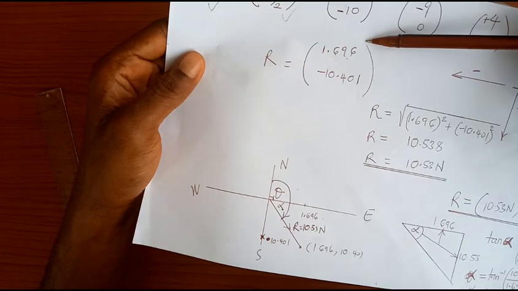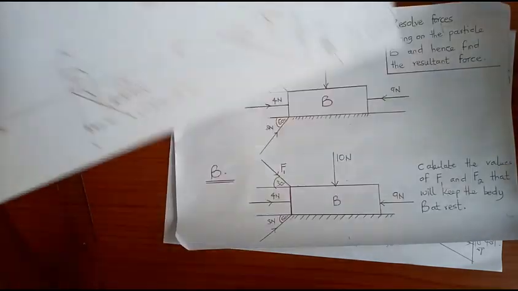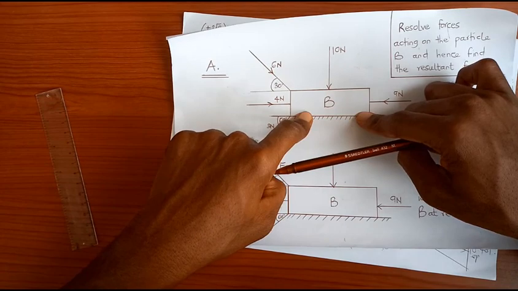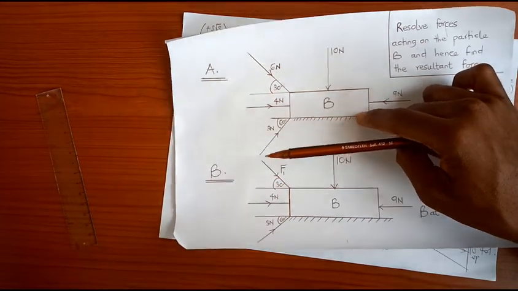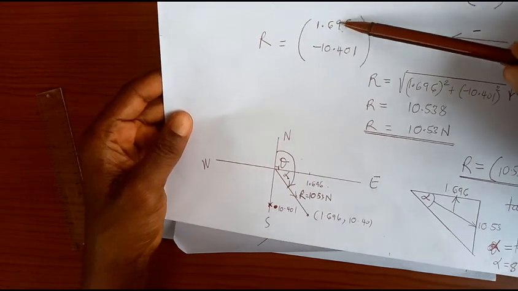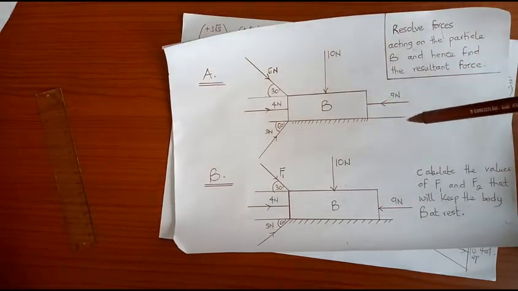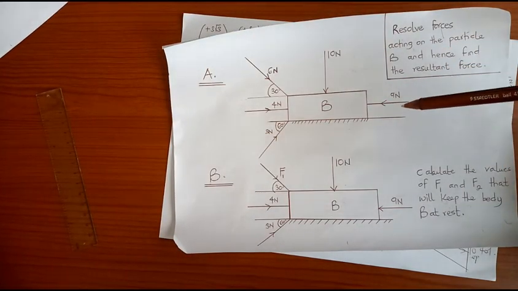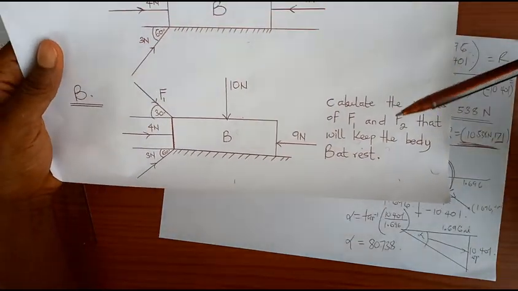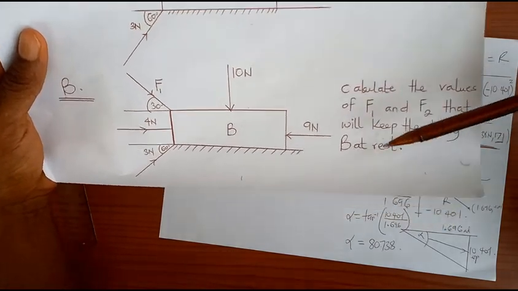I mean, at least with this analysis, we know that if this body B here is not bolted or held, it would move, because a resultant force which has a 1.696 component in the x and a y component of negative 10.401 would act on the body, which will prevent it from staying at rest. So I've designed the question in another way, and look at what it says. Calculate the values of F1 and F2 that will keep the body B at rest.